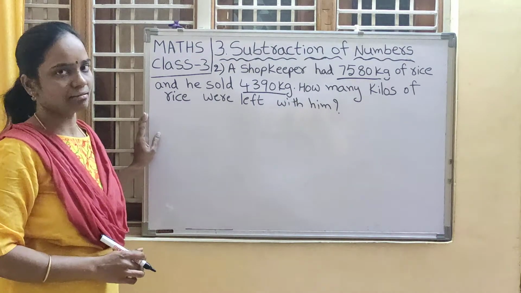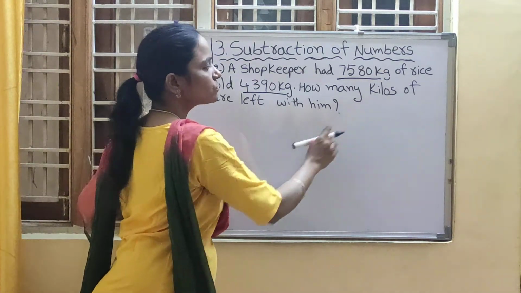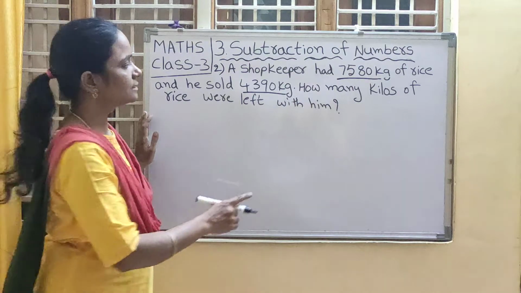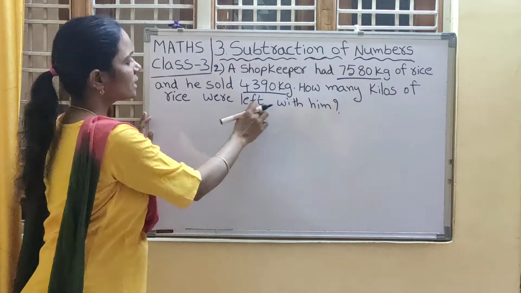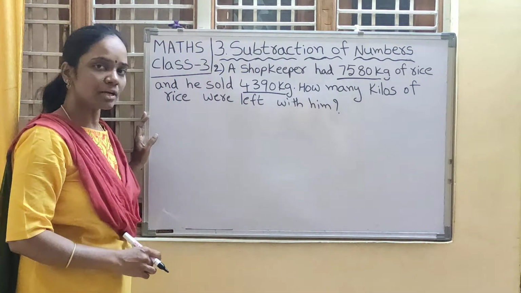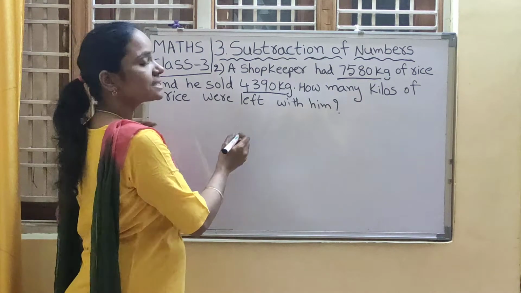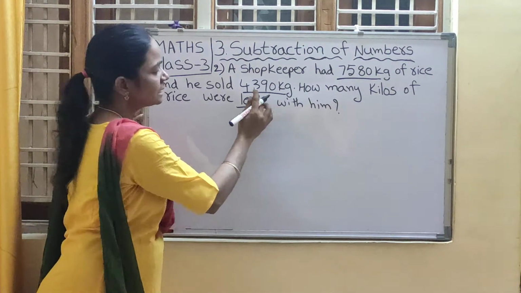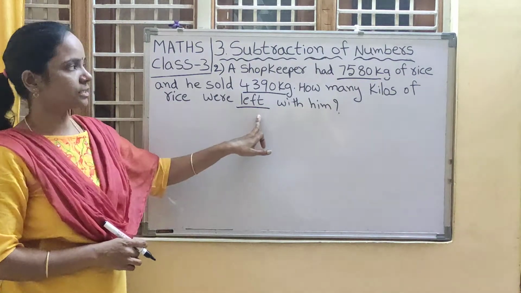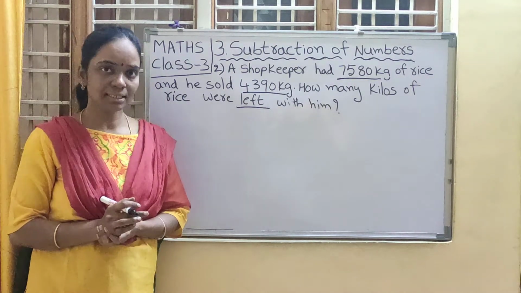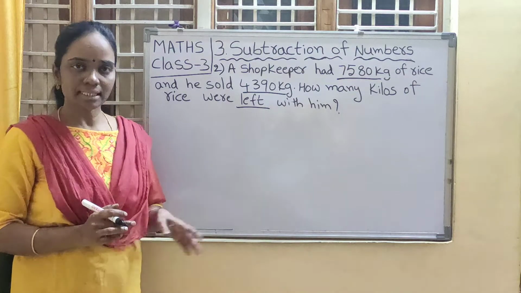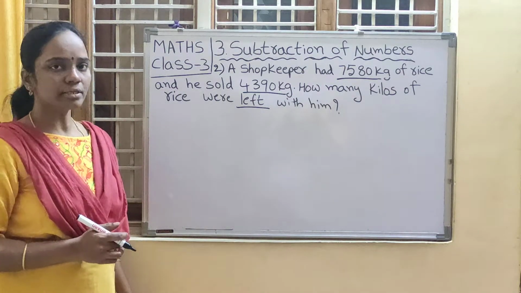4,390 kgs. Okay. Now what do we have to find? What is the question they are asking? How many kilos of rice were left with him? We have to find out the leftover rice. Okay. So here what is the keyword? Left. In the question the keyword is left. Underline left. Left means what do we have to take? We have to take subtraction to get the answer. Have you understood, children? Yeah.